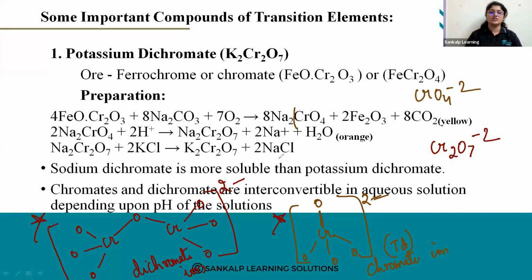So we have seen the preparation, the properties, and the structure. The chromate ion is tetrahedral. The dichromate structure consists of two tetrahedra sharing one corner, and it makes an angle of 126 degrees. So this is about the first important compound of transition elements, potassium dichromate.